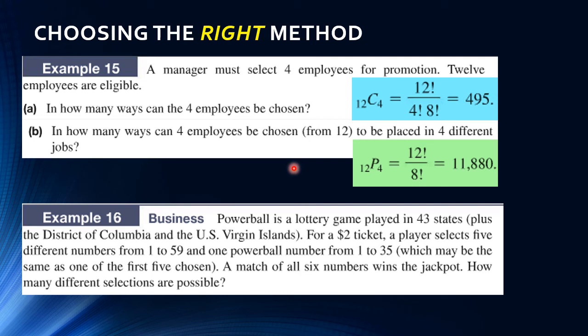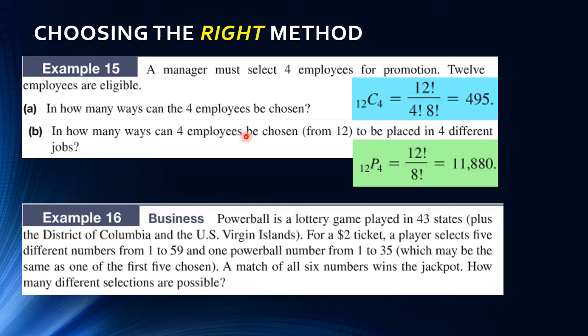A match of all 6 numbers wins the jackpot. How many different selections are possible? Okay. So really we're choosing 2 things here. In this problem, we're going to use the multiplication principle, and we're going to use combinations and permutations.